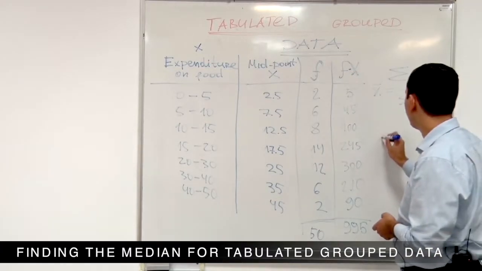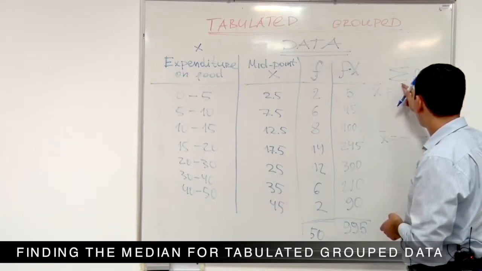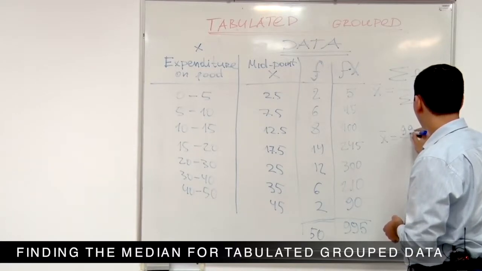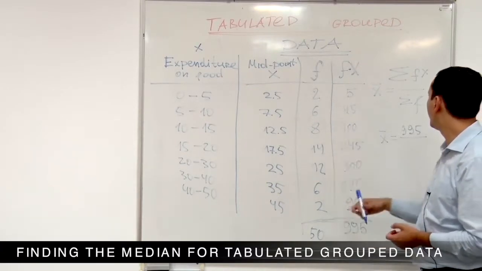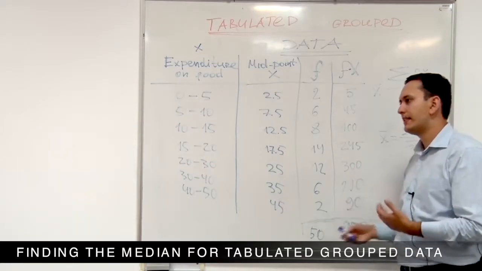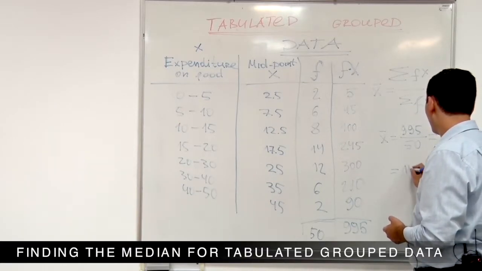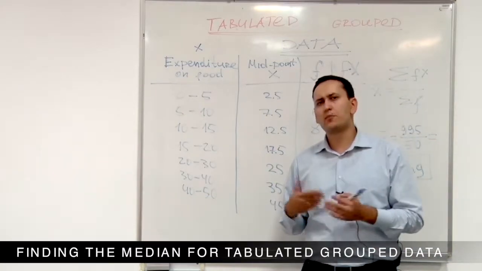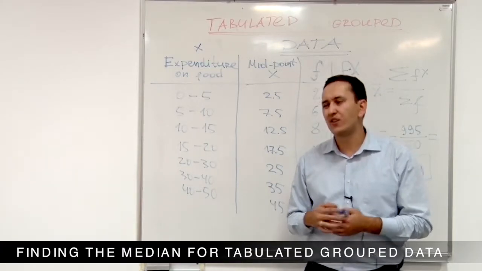To find the mean, the sum of fx is 995, while the sum of f is 50, and the answer is 19.9. So on average, respondents spent about 19.9 pounds for their food.